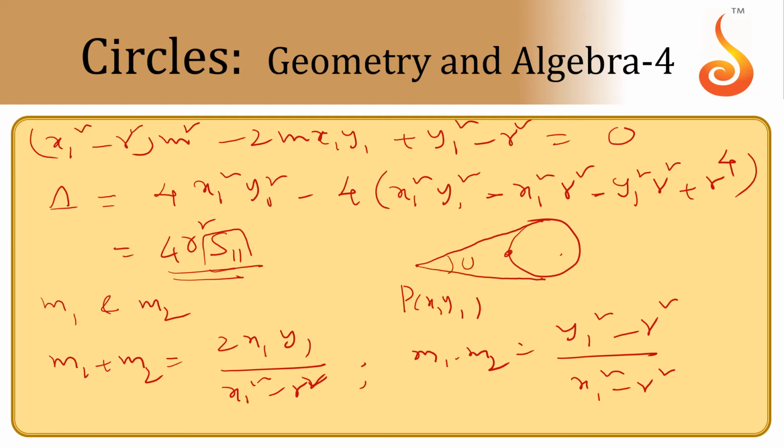So you can find, if theta is the angle between them, you can find it using m1 and m2: tan theta equals modulus of m1 minus m2 by 1 plus m1 m2 formula, or you have another procedure also.